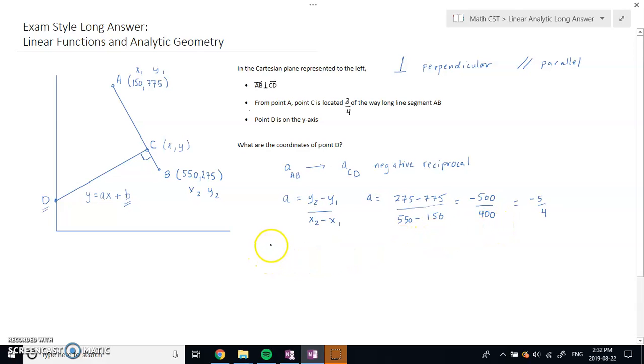Now, to convert that slope, I want the slope of CD. I'm going to have to say, well, I need a negative reciprocal. So I'm going to do my flip it and change the sign approach. So flipping it over and changing the sign. So now I know that the slope for my line over here from C to D is going to be 4/5.